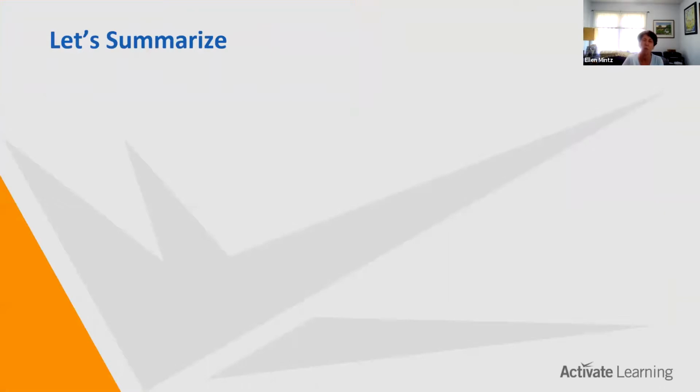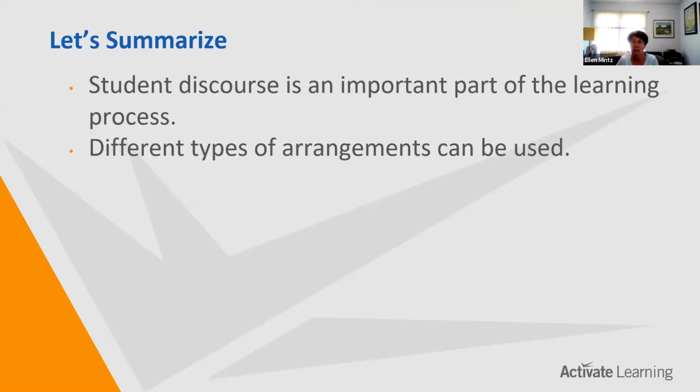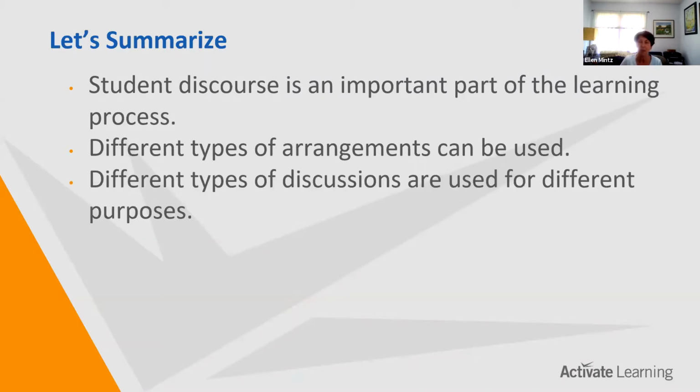So let's summarize here some of the key points presented. Discussion is an important part of the learning process and is central to the work of scientists. It pushes thinking forward and allows students to share ideas. Discussions can be whole group, small group, or done in pairs. Whole group discussions are best accomplished when students can see each other's faces.